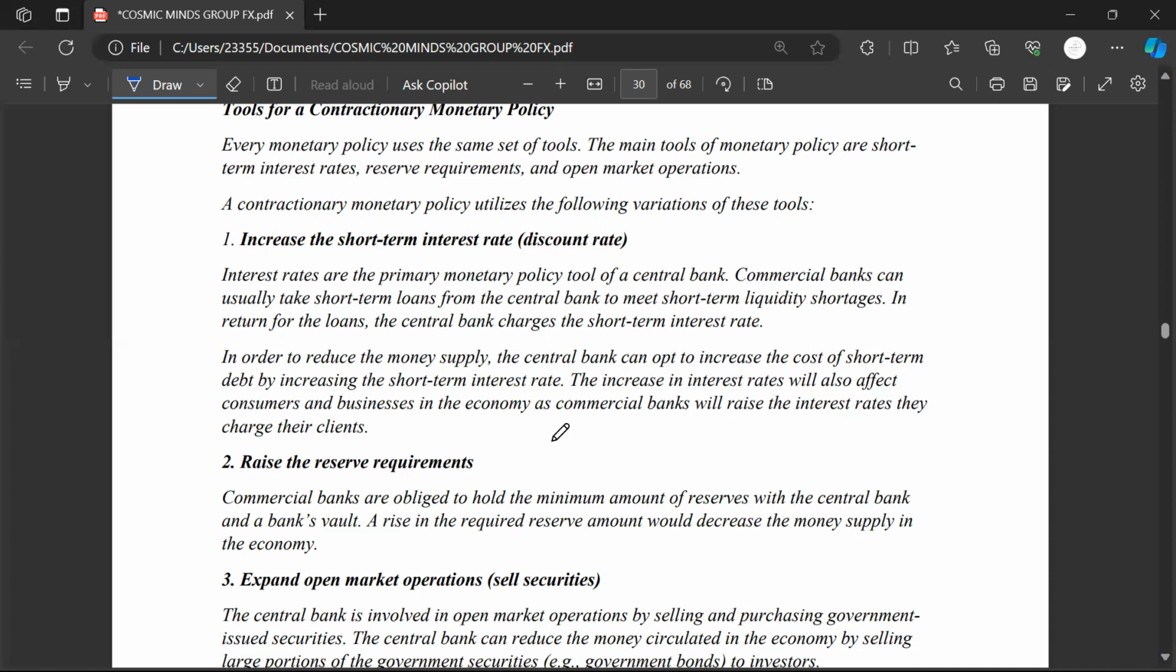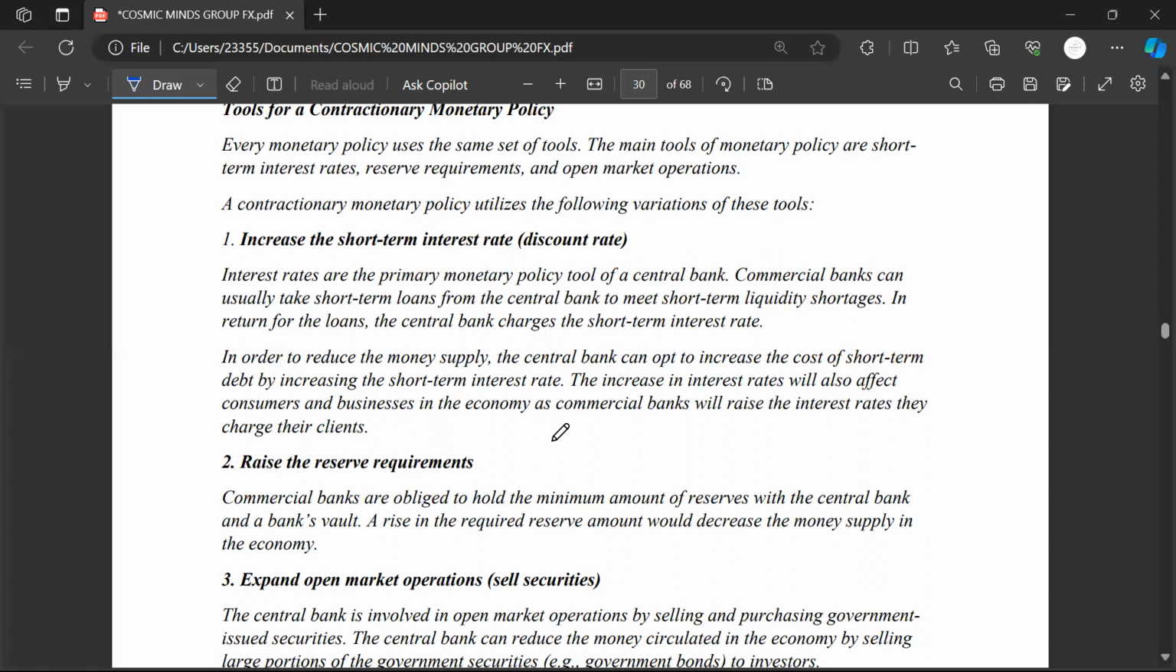So that is it. Now, point two: raise the reserve requirement. Central banks require banks to hold a minimum amount of reserves with the central bank. A rise in the required reserve amount would decrease the money supply in the economy. Let me use a bank for instance. Banks have requirements to meet in order to operate in the country. Sometimes this requirement can be too high, and when it's too high, it can actually deter them.